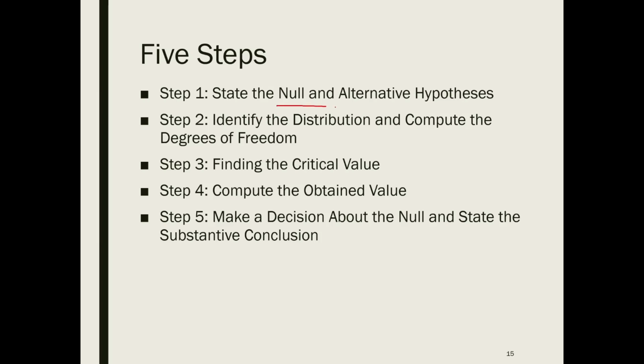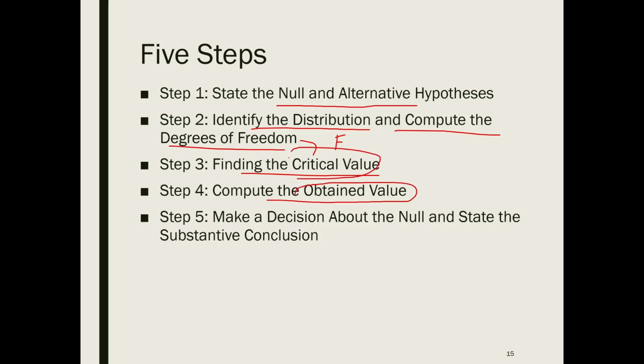The first is to state the null and alternative hypotheses. Second is to identify the distribution. This is ANOVA, so we use the F distribution. Then compute the degrees of freedom used to find the critical value, and use a series of steps to compute the obtained value. Based on the critical value and obtained value, we see what we do with the null hypothesis, whether we reject or accept it. The same steps as the chi-square test and the t-test. Okay, now this week let's go to some examples.